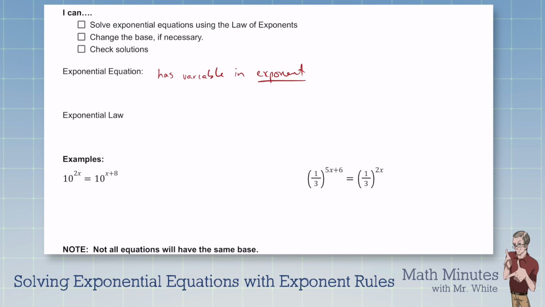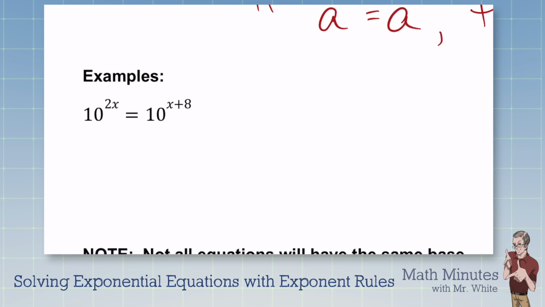Now the exponent law says the following. If a to the x equals a to the, let's use a different letter, b, then x equals b. So if the bases are the same, then you can just set the exponents equal, right? You can throw away the bases in a way and just solve the little exponent equation here. So let's look at a couple of quick examples.